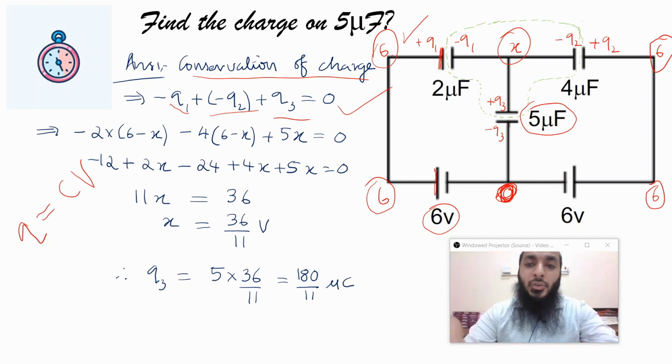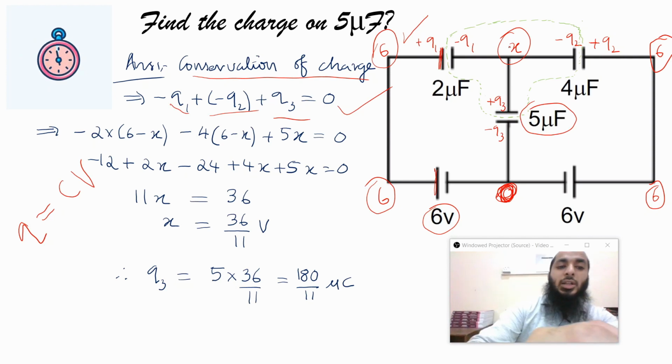So what is the potential difference for the 2 microfarad? It will be 6 minus x. And what is the potential difference for the 4 microfarad? It will again be 6 minus x. What will be the potential difference for the 5 microfarad? It will be x minus 0. So that's what I have done.